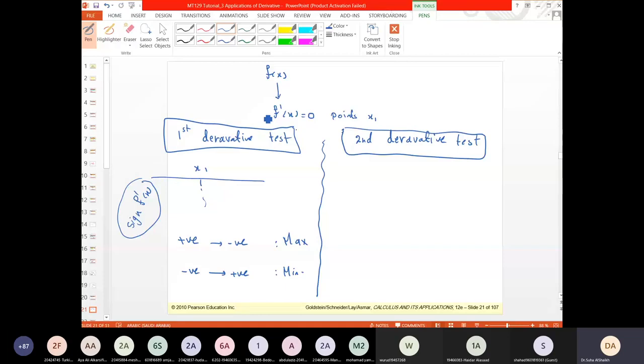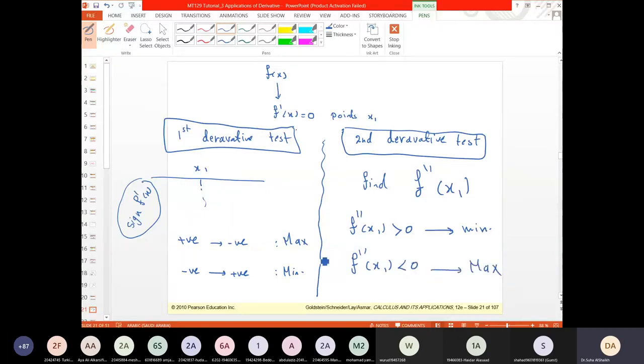I got the f dash, I got the point x1. So we find f double dash at x1. If f double dash at x1 is positive, it means my point is minimum. If f double dash at x1 is negative, it means concave down, so my point is maximum. The two ways are to find the maximum and minimum point, as you can see. Two ways for the maximum and minimum.